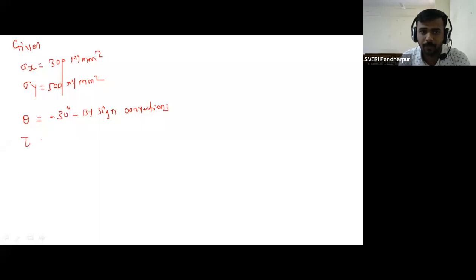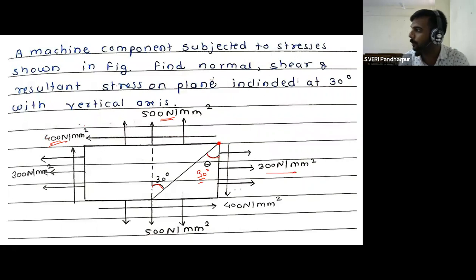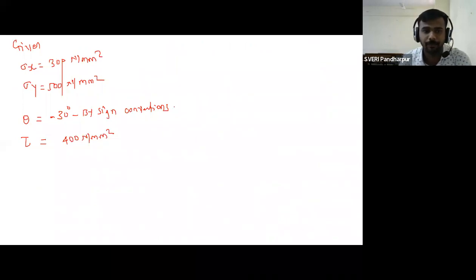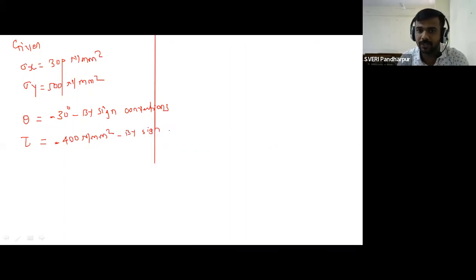Then tau is equal to 400 Newton per mm square. But we have to check with the major principal plane whether your shear stress is rotating clockwise or anti-clockwise. The arrow is present at the top side, so it is rotated like this. Similarly, at the other side, it is also rotating like this. So the direction of the rotation is clockwise, and for clockwise, what have we taken, positive or negative? Negative. So here, minus 400 Newton per mm square, again by sign conventions.